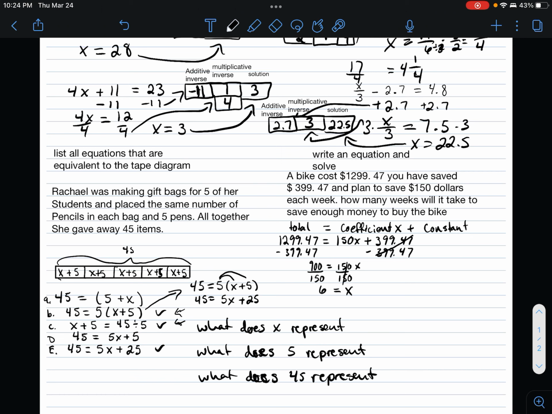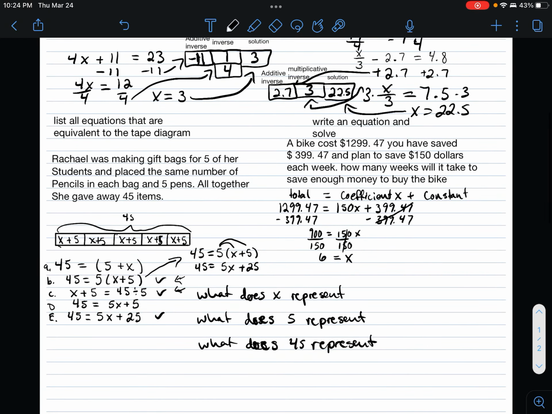Then you have 3 parts in 3B, 3C, and 3D. And what that's asking for is, what does the x represent? So according to this story problem, it says Rachel was making gift bags for 5 of her students and placed the same number of pencils in each bag and 5 pins. Altogether, she gave away 45 items. So what does the x represent? Well, this would be the number of pencils.